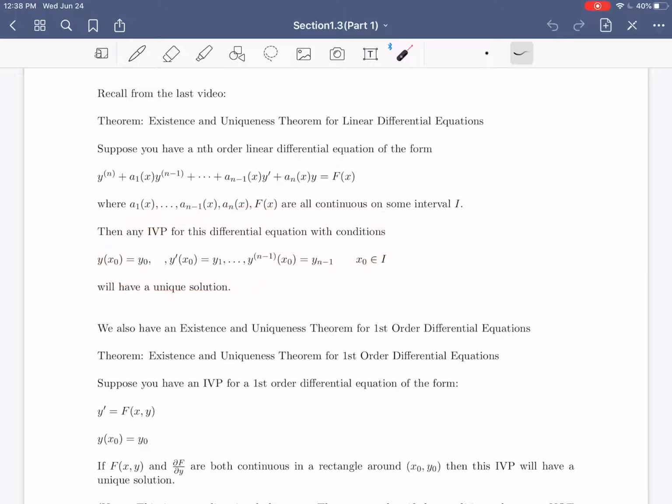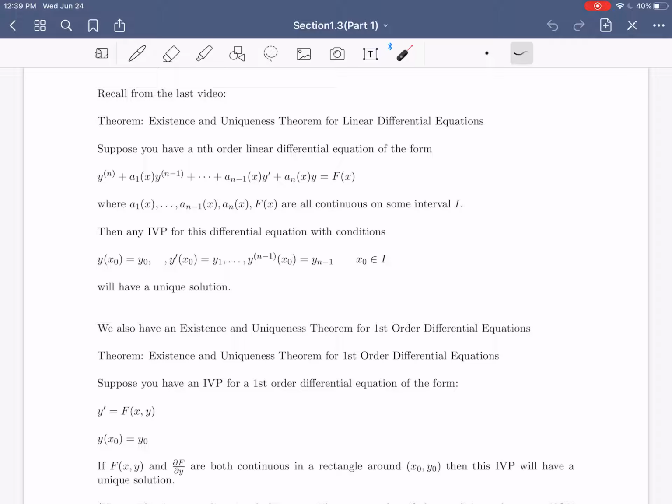Then any IVP where you have y of x0 equals y0, y prime at x0 equals y1, and so forth, where that x0 is in that interval where all the functions are continuous, is guaranteed to have a unique solution. A couple little notes here, just to make the notation align with your textbook. When we initially stated this, we said these were z's so that there wasn't confusion about x and y being repeated. But your textbook uses y here, so I just decided to use it on this statement of the theorem. Obviously, the letter or variable doesn't make any difference, but just to stay consistent with what your textbook is doing. So this is a very powerful existence and uniqueness theorem that we talked about in the previous video.